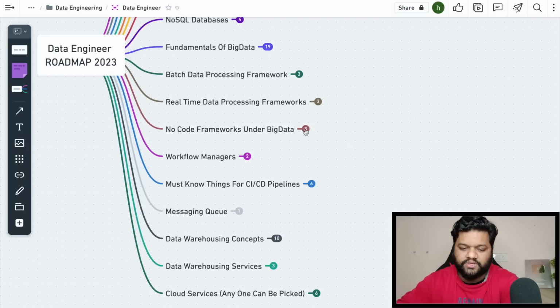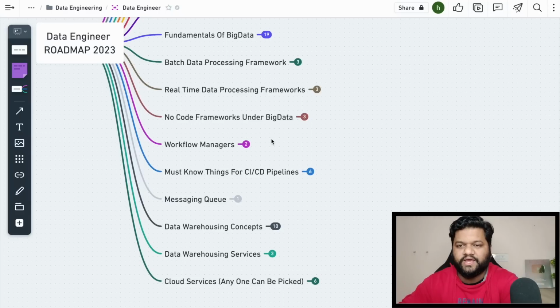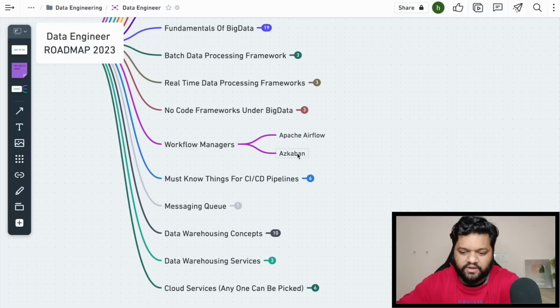Now coming back to another important part, which is scheduling our workflows, scheduling our jobs, or orchestration and dependency management. For that, workflow managers like Apache Airflow and Azkaban. Apache Airflow is something which is really in demand, so make sure you have a good understanding of it.